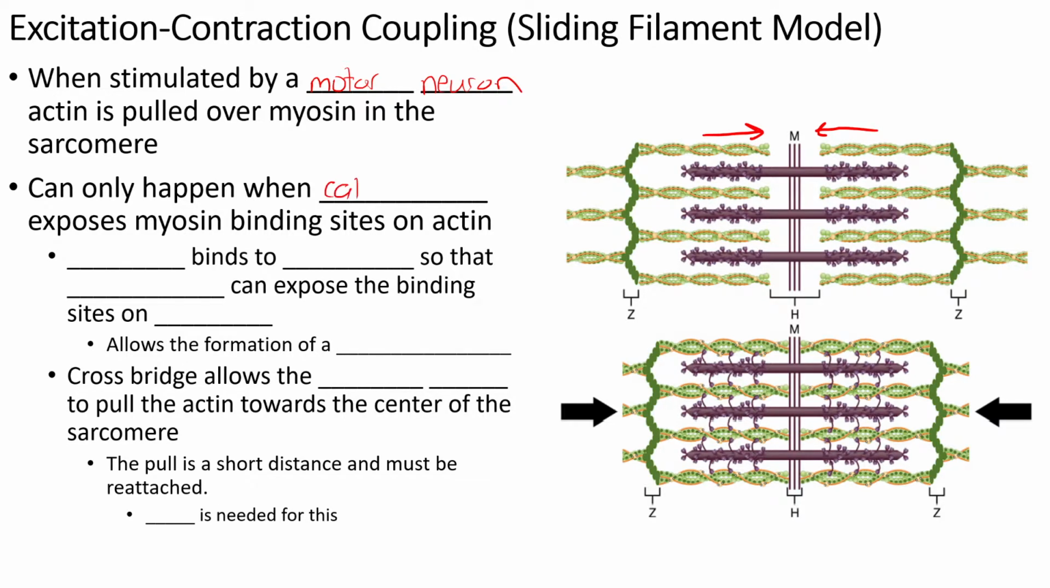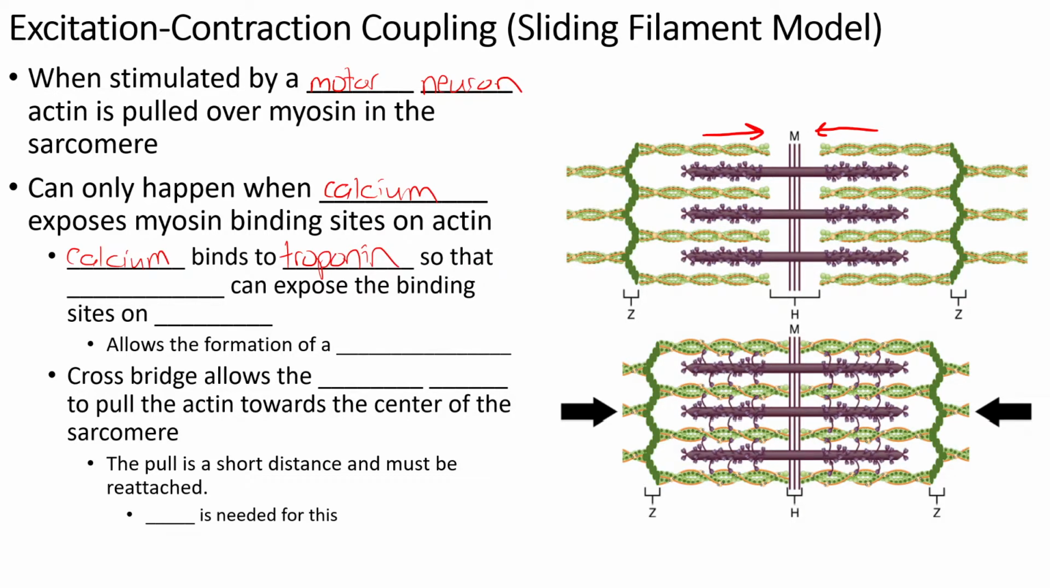Now, it can only happen when calcium exposes the myosin binding sites on actin. That's it. You can only get this contraction, you can only get the movement, when calcium exposes the myosin binding sites on actin. So calcium will bind to troponin.